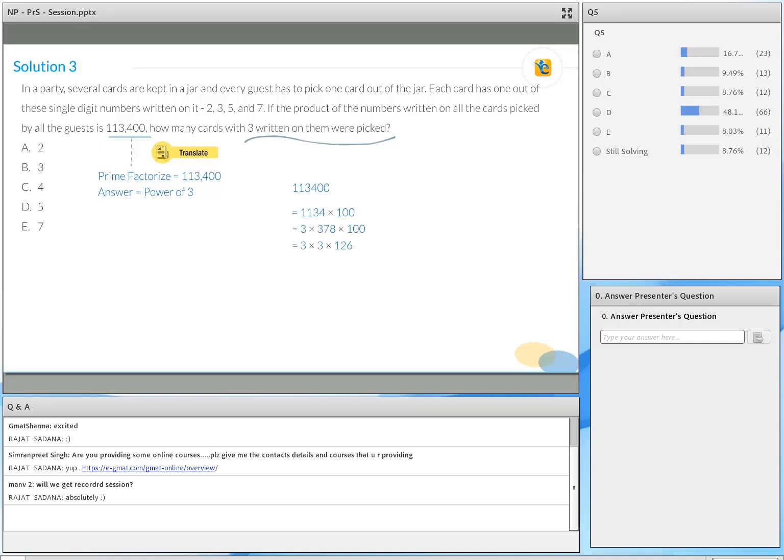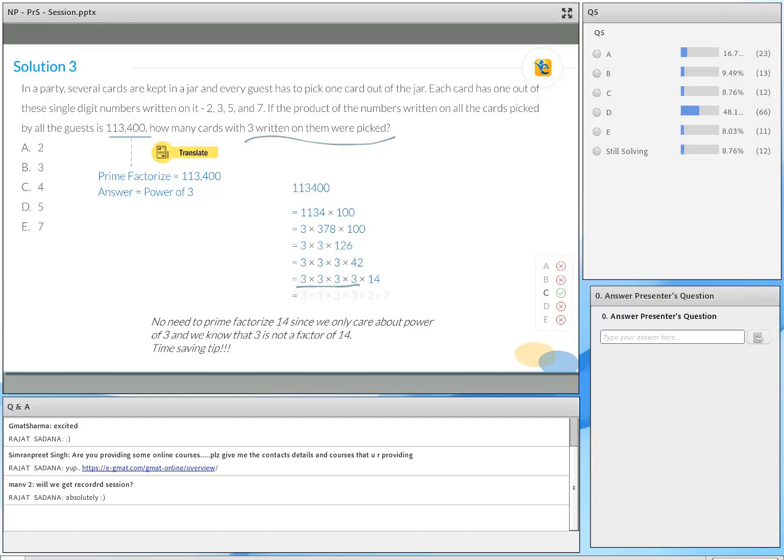So you prime factorize, and the key thing over here is you don't need to prime factorize all the way to prime factors. You're just concerned about the power of 3, so you can simply stop when you know that further prime factorization is not going to get you any more powers of 3. Again, that's a time saving tip. So the correct answer over here is 4. Choice C is the correct answer.